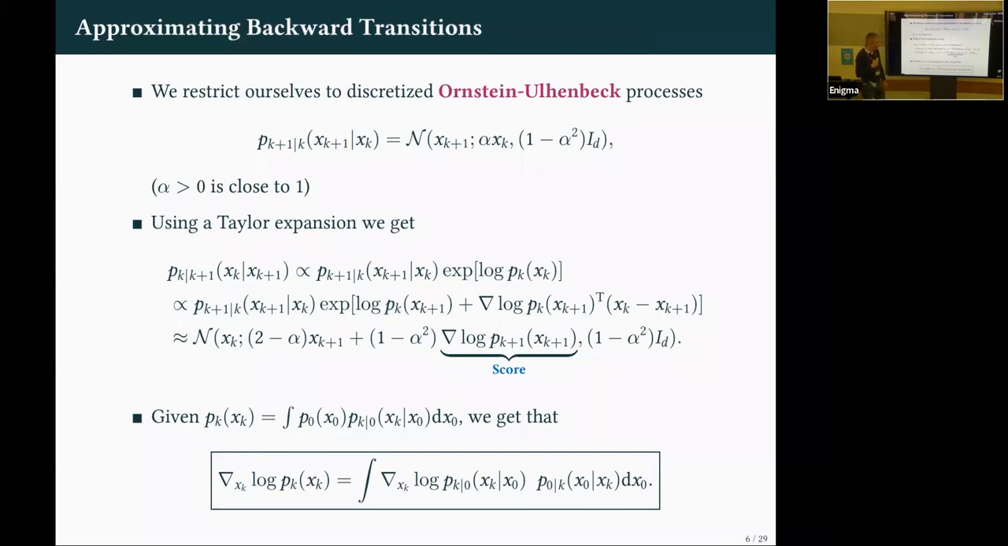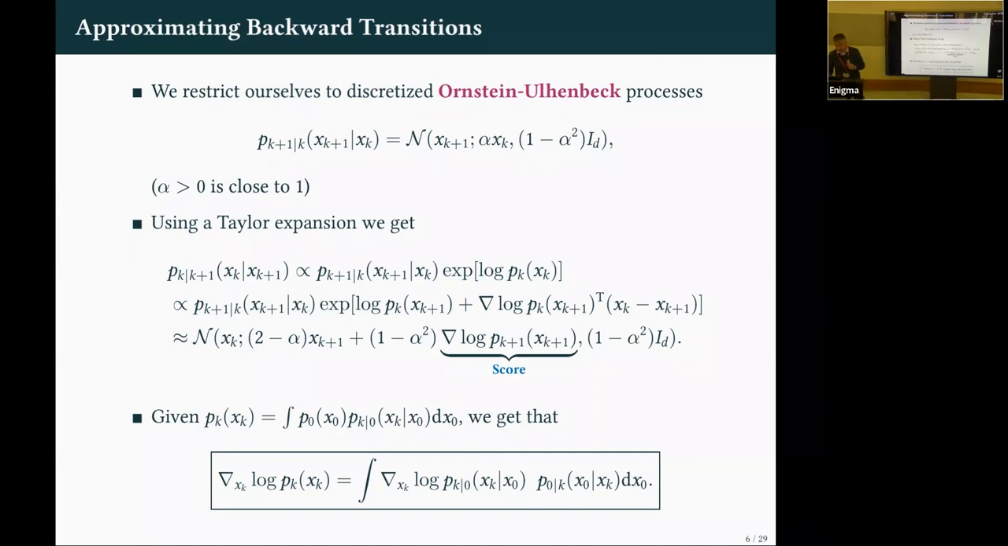So the score of interest is the expectation with respect to the conditional distribution of x_0 given x_k of an integrand which is known, because the gradient of the log forward transition is trivial. So this is a conditional expectation. We are not yet done, because I don't know this distribution. And you cannot even do MCMC, because you don't have access to a normalized version of it. You just have samples from p_0. So you need to do something else.